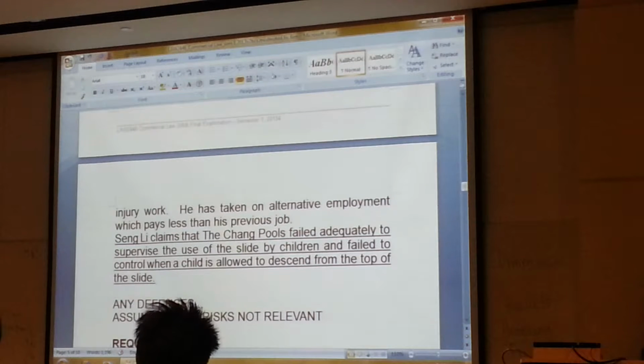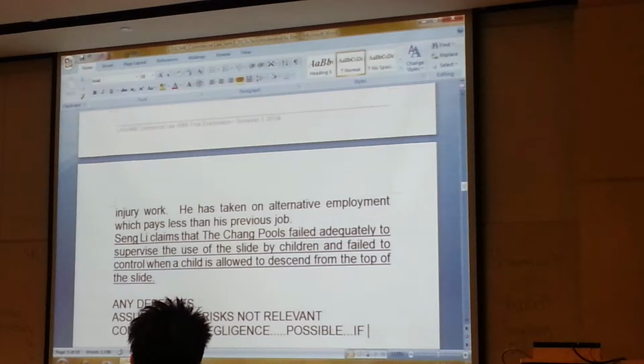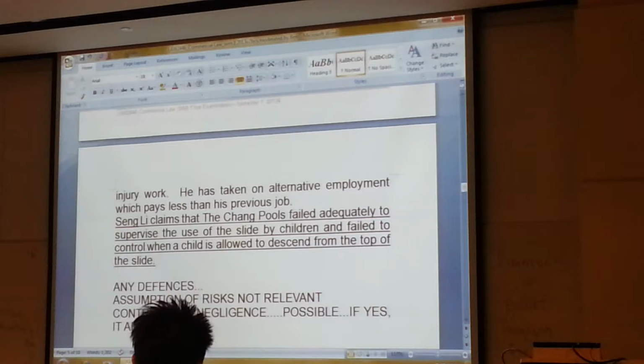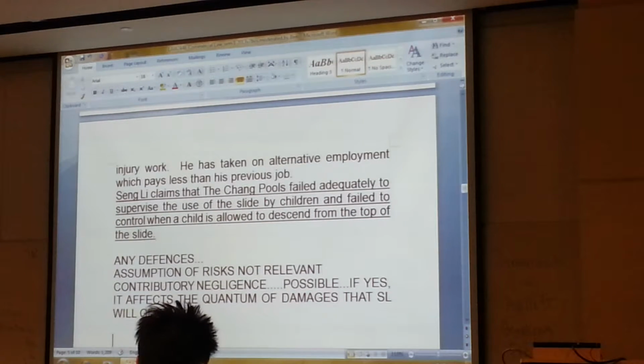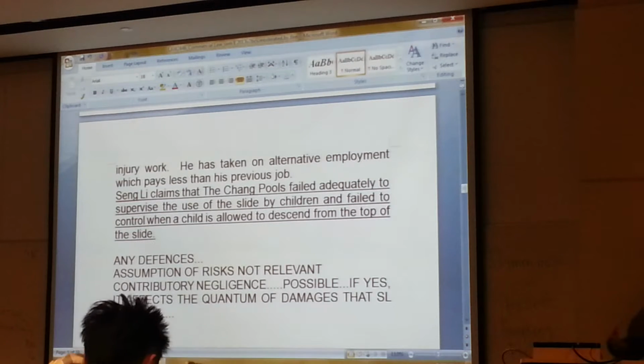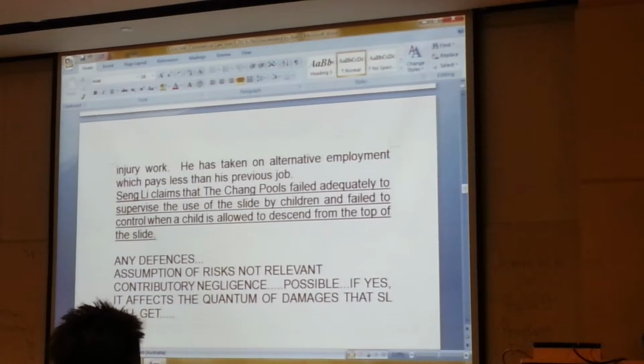Class, is it possible that it could have been contributory negligence? Maybe, yeah. Possible, class? If yes, it affects the quantum of damages that Saint Lee will get. So class, we don't know, maybe he put his eye near the slide and waited there, and some other person came and fell on his eye. I mean, it's possible. You don't keep a reasonable distance from the slide, which a normal person would do. If you get so close to a slide, of course you will get injured. Alright, so this one you can argue about.